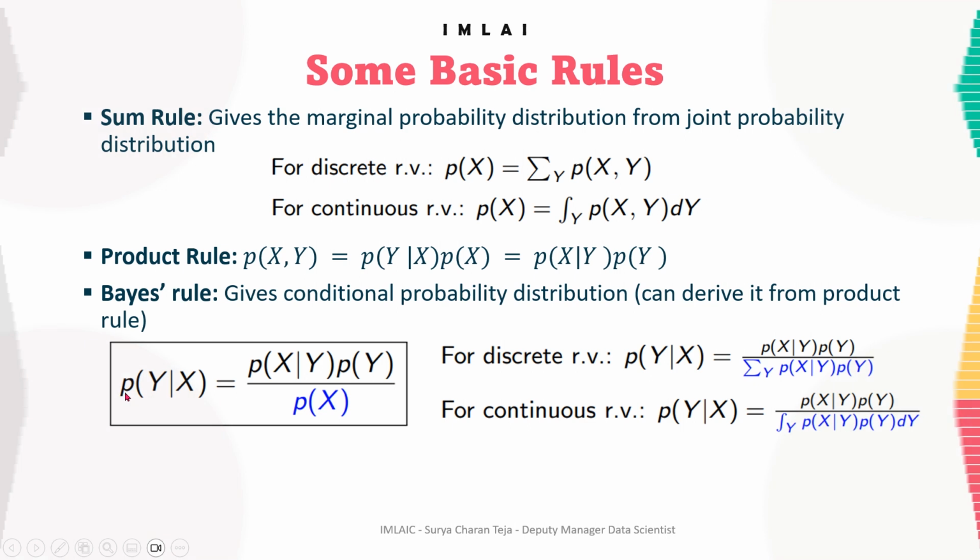So probability of y given x is equal to probability of x given y multiplied by probability of y and divided by probability of x. That's what you get, because the product rule is nothing but these two: probability of y given x multiplied by p of x is equal to probability of x given y multiplied by p of y. So now, probability of y given x is equal to probability of x given y multiplied by probability of y divided by probability of x. That's your Bayes rule.